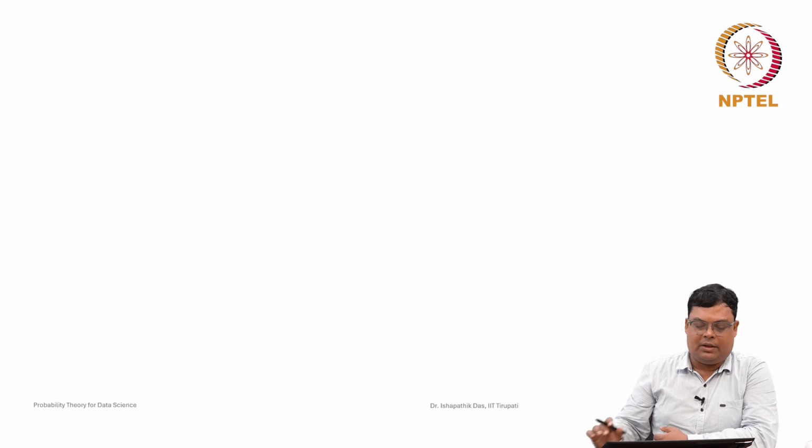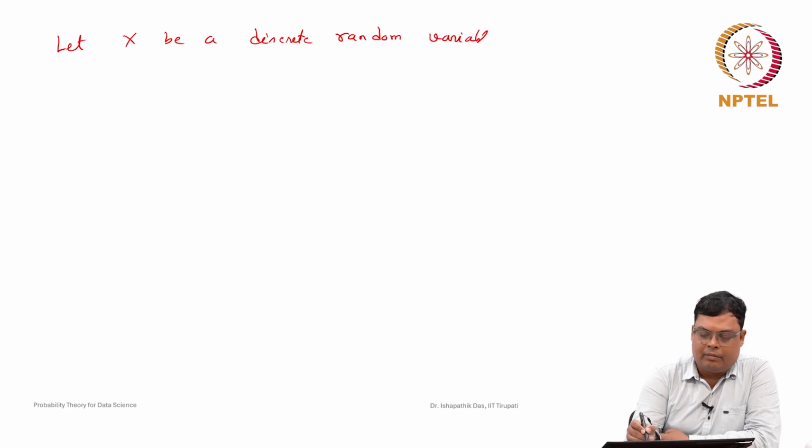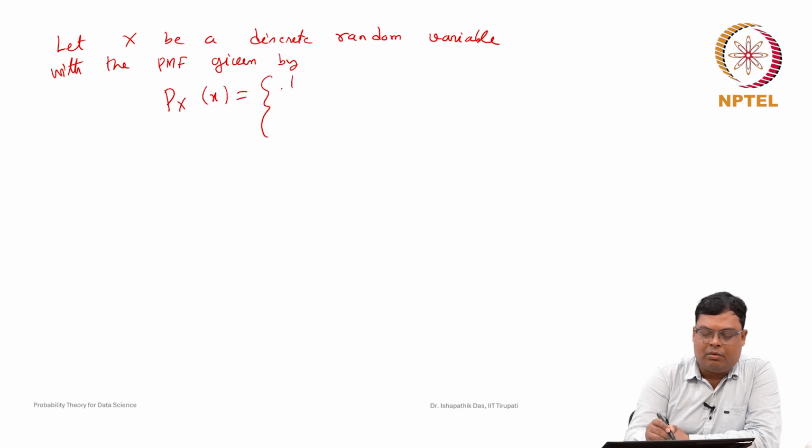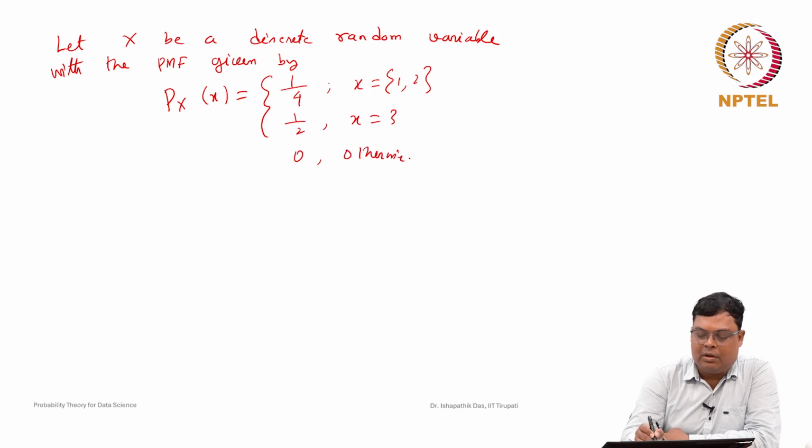You can remember this discrete random variable we consider. Let X be a discrete random variable with the probability mass function given by P_X(x). This is equal to 1/4 whenever x is 1 and 2, equal to 1/2 whenever x is 3, and equal to 0 otherwise.